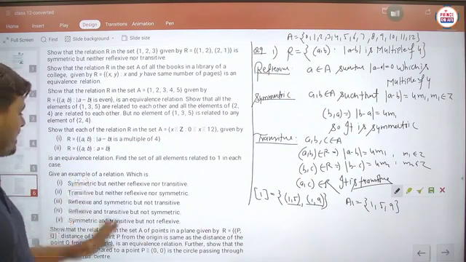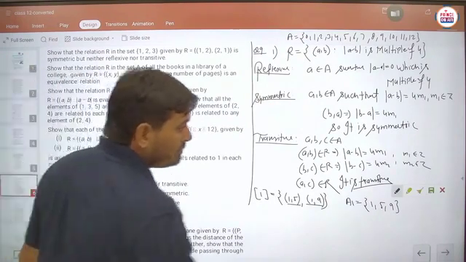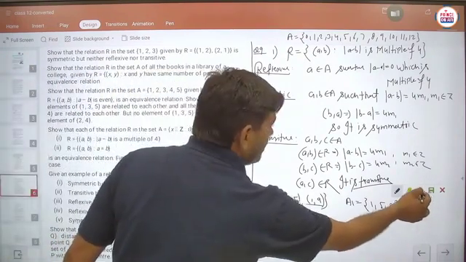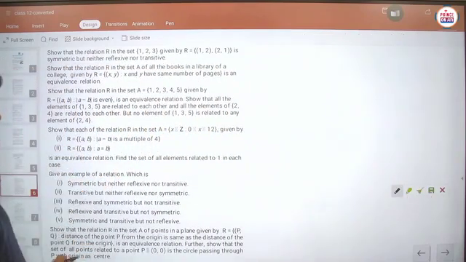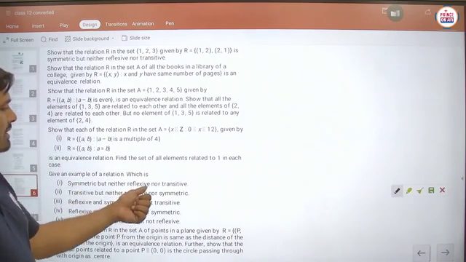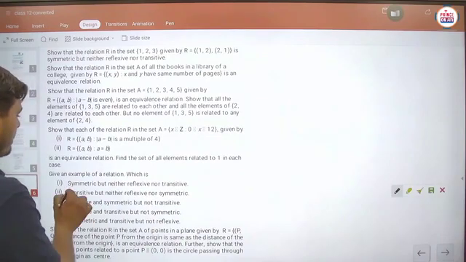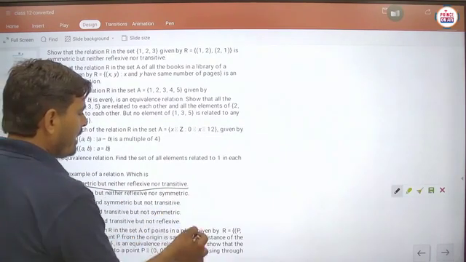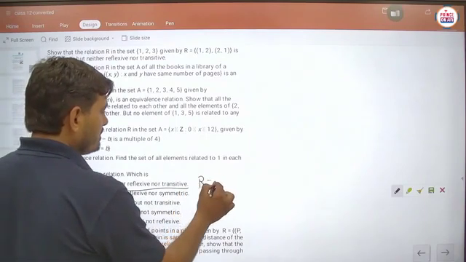Next is again a very simple question. So pause the video to note it down. The next is question number 10. Give an example of a relation that is symmetric, neither reflexive nor transitive. Students, you can easily write down the answer to this question, because you can take any relation which is symmetric. So you can write down the answer like this.